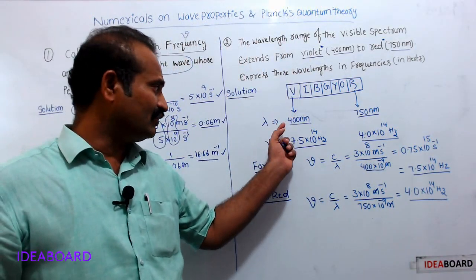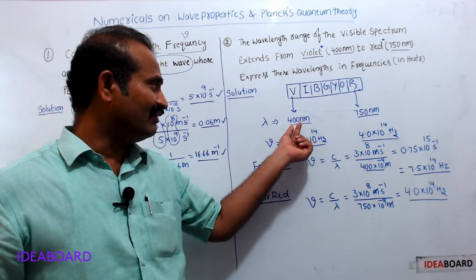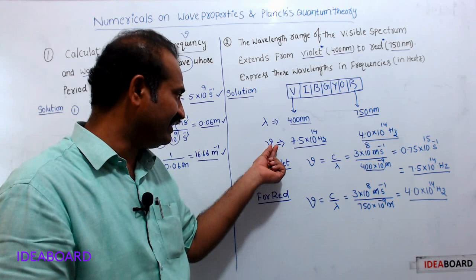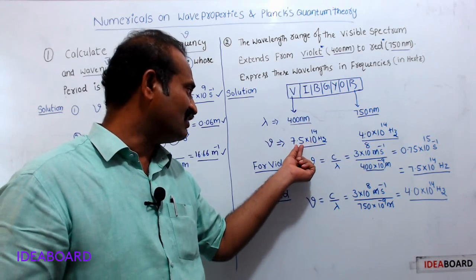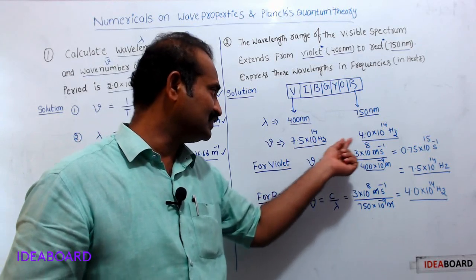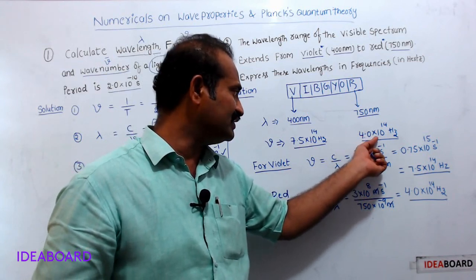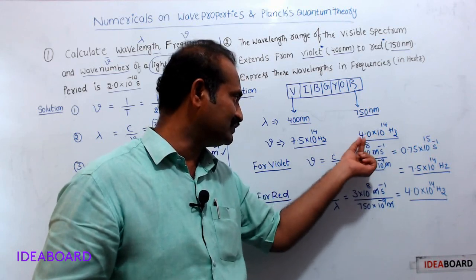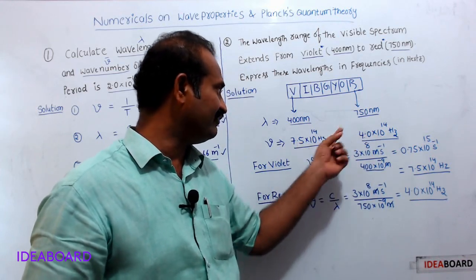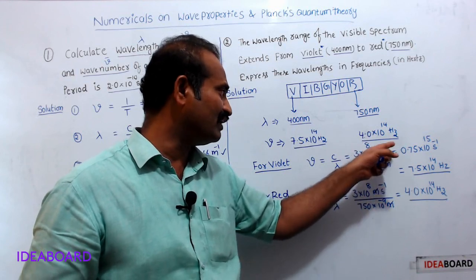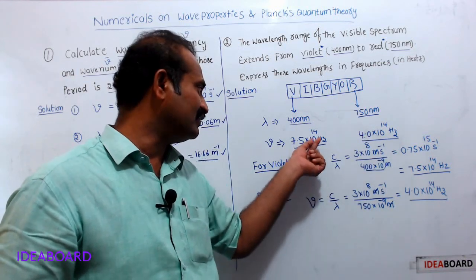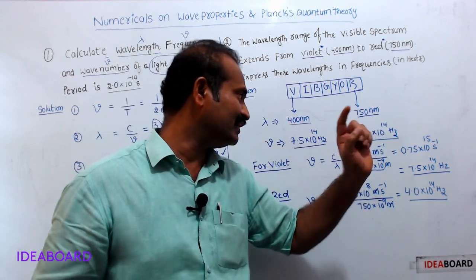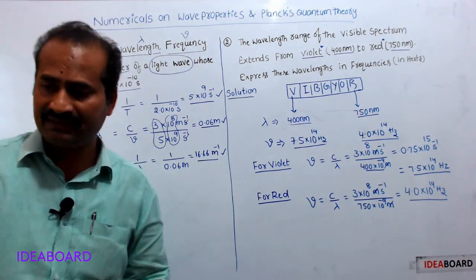So we need to remember these. What is the wavelength range of the visible region? 400 nanometers to 750 nanometers. Similarly, what is the frequency range of the visible region? 7.5 into 10 power 14 hertz to 4.0 into 10 power 14 hertz. This is a lesser value, this is a greater value. It is better to say the frequency range of the visible region is 4 into 10 power 14 hertz to 7.5 into 10 power 14 hertz. The wavelength range of the visible region is 400 nanometers to 750 nanometers.